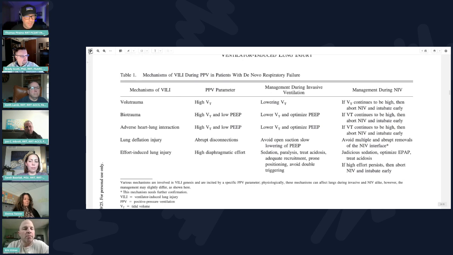You sedate them, put them on volume control, and then they wake up in this situation. So what we ended up doing was deciding that safety was the most important thing. We resedated, paralyzed, and proned this patient, and then you start the whole process. This was a patient who was recovering from ARDS and then had a relapse of ARDS. Anyway, they survived, long story short, but these were the decisions.